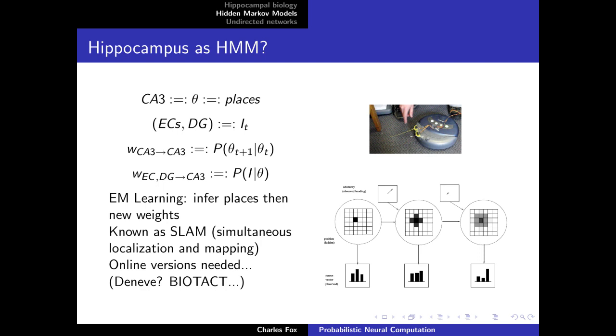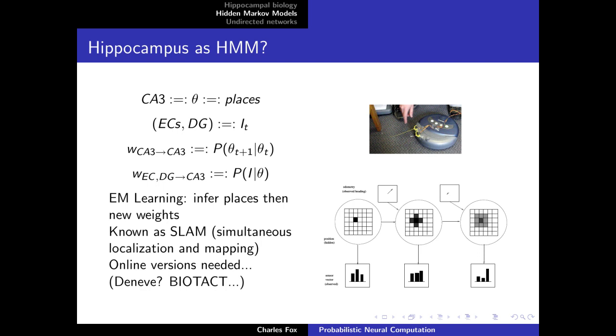This all seems to smell a lot of Hebbian learning. Again, these theta oscillations I mentioned before, where you're alternating between using the recurrent connections to do inference, and then maybe turning them off while you do some learning, is looking very hidden Markov model-like. So that's the place cell story.